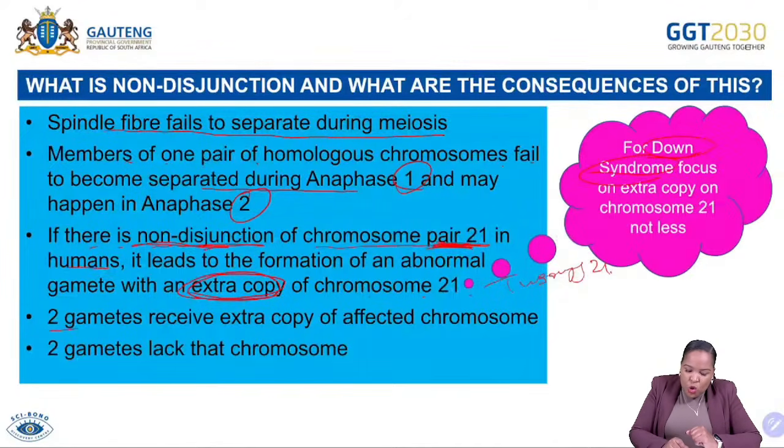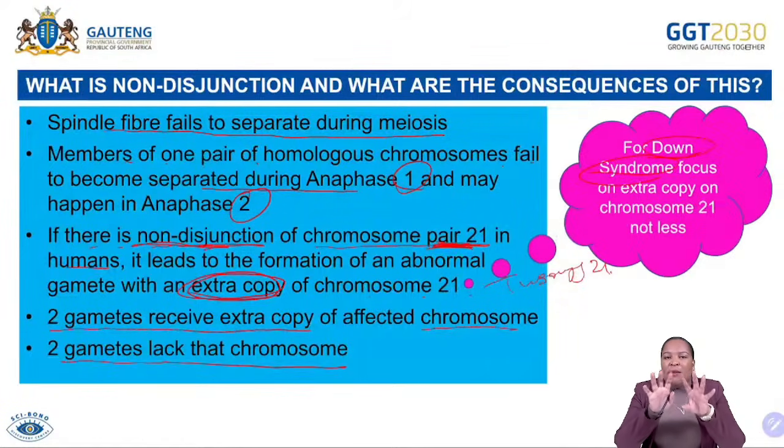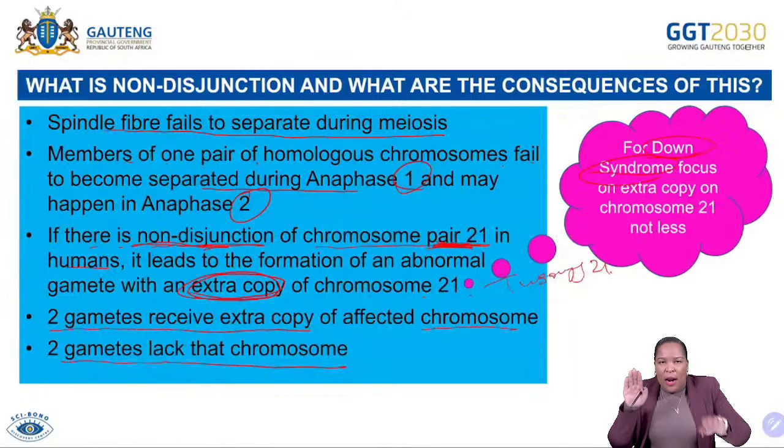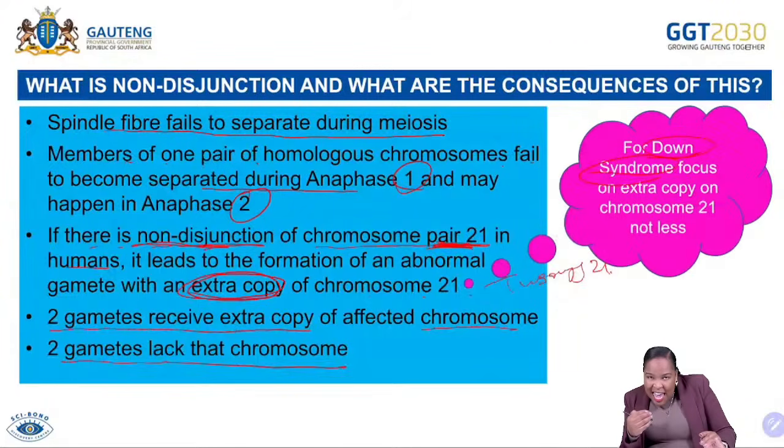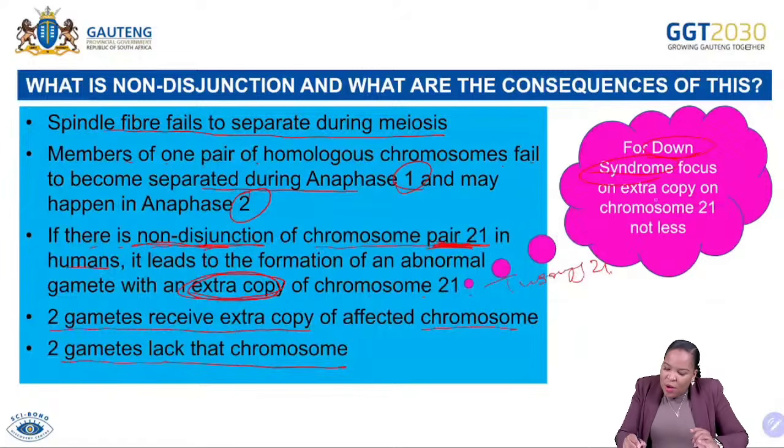Then it will have what? 2 gametes will receive an extra copy of the affected chromosome, and then 2 gametes will lack that chromosome. So when you're looking at a diagram that shows non-disjunction, the first thing that you must look at is that one gamete is going to have an extra copy, and another gamete is going to have less, because where it was supposed to separate to make it equal on both gametes, it did not. Then the other one is left with less, minus 1. Now, when you are explaining Down syndrome, please refrain from talking about a chromosome that is less.